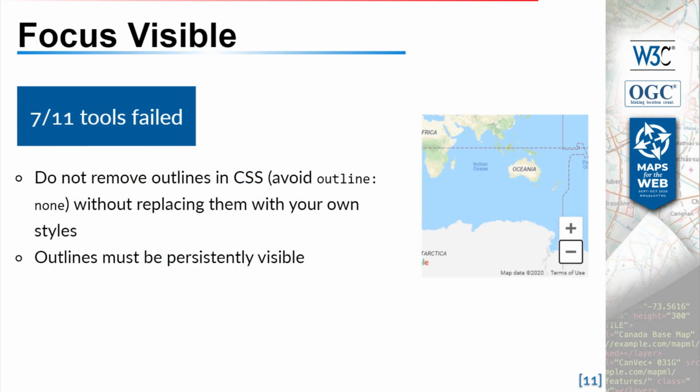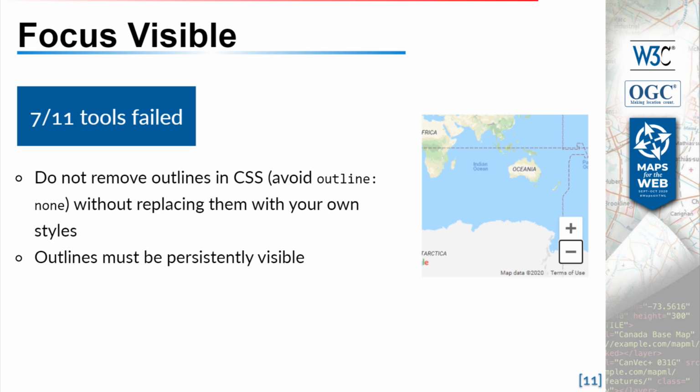Focus visible. 7 out of 11 tools failed. This criterion is related to the previous one. The focus ring is an indicator which shows which interactive element currently has focus, an example of which is shown here. We can see the Zoom Out button currently has focus due to the thick black ring that Chrome applies. It is present by default in all browsers, but it is common for developers to remove this indicator without replacing it with their own styles.